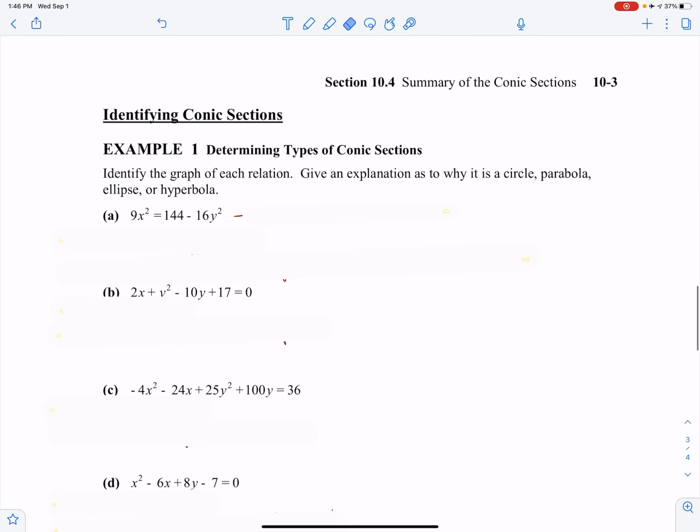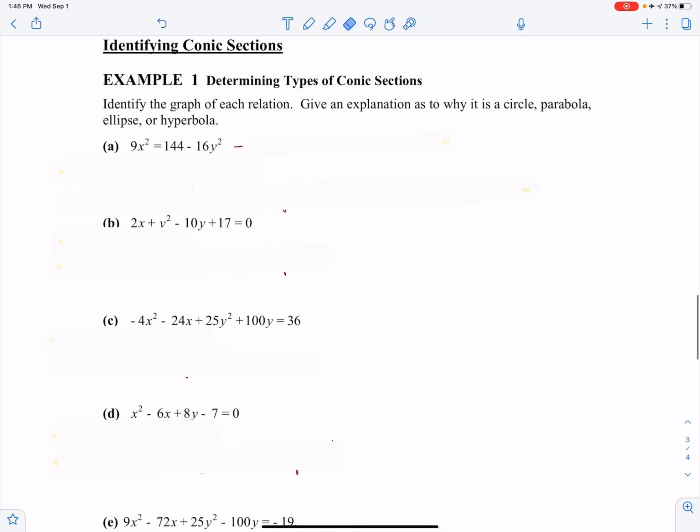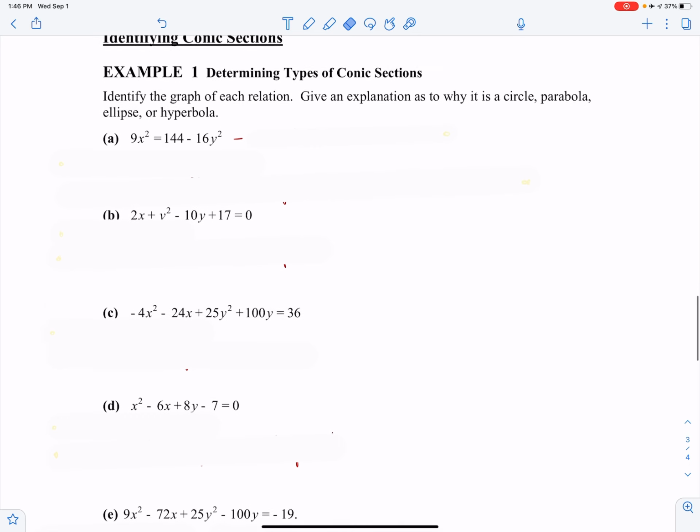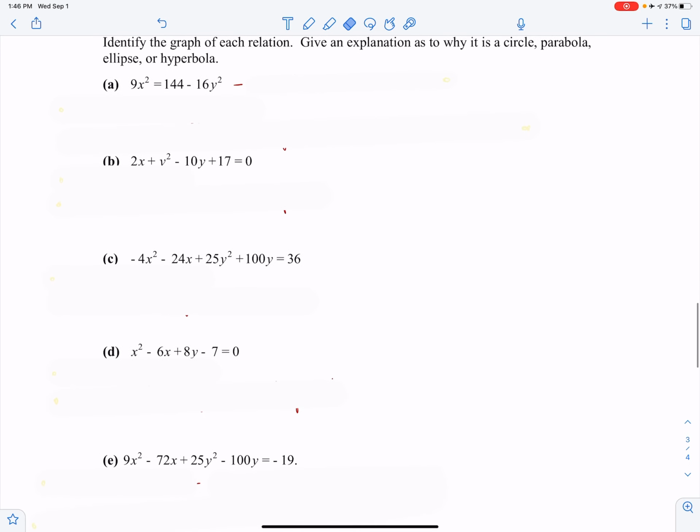Let's go into the examples that we have here, where all you have to do is identify the conic section. So let's look at the directions. Identify the graph of each relation. Give an explanation as to why it's a circle, a parabola, an ellipse, or a hyperbola. One thing that I want to mention here is do this without getting the standard form of the equation. It's actually much simpler even than that. I'm also going to go out of order on these, so bear with me. I'm going to do part B first.